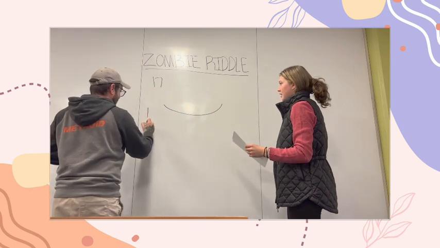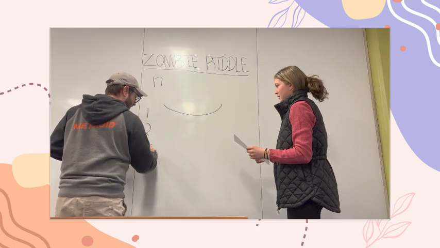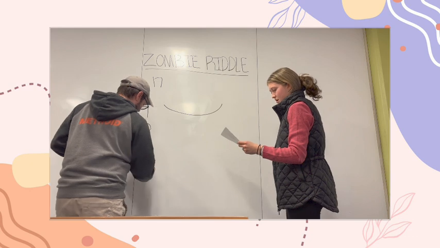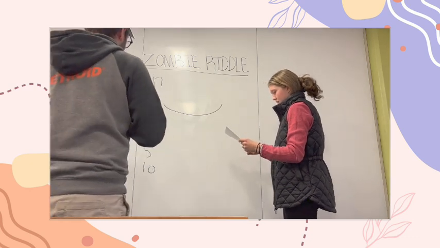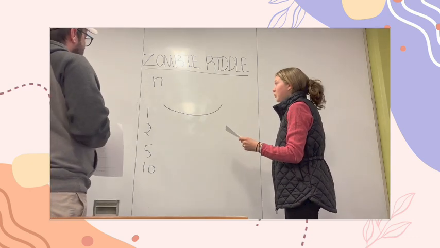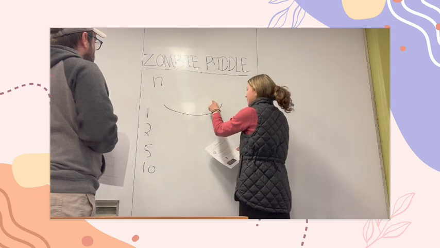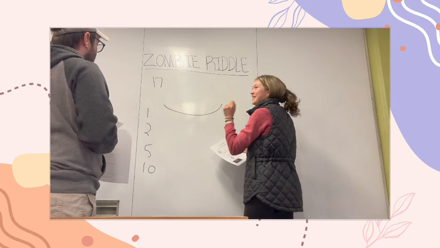1, 2, 5 minutes? And 10? Yep. Okay. And we need to remember that only 2 people can cross at once, and we always need the lantern to go back and forth.